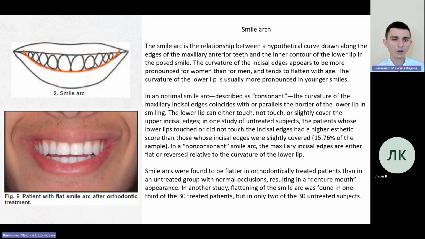In an optimal smile arch, described as consonant, the curvature of the maxillary incisal edge coincides with or parallels the border of the lower lip in smiling. The lower lip can either touch, not touch, or slightly cover the upper incisal edges. In one study of untreated subjects, the patients whose lower lips touched or did not touch the incisal edges had a higher aesthetic score than those whose incisal edges were slightly covered.